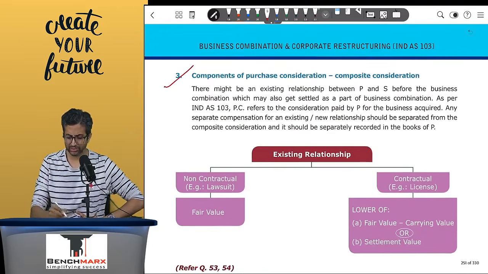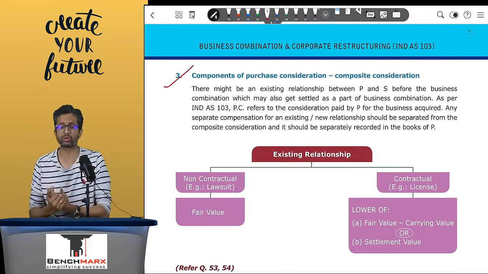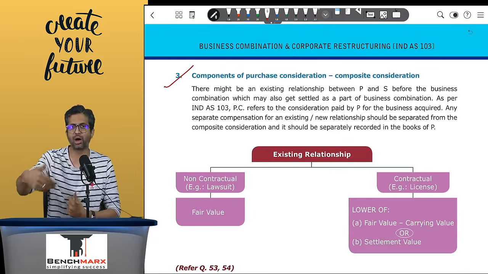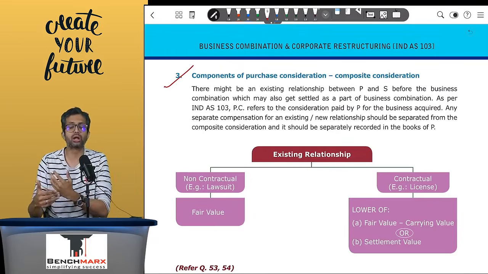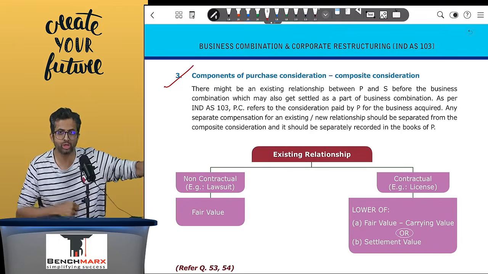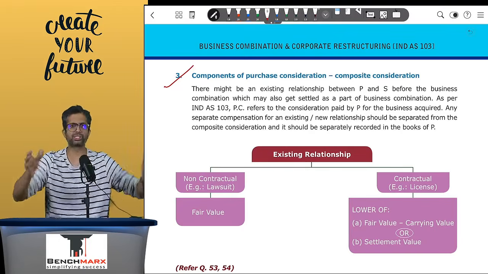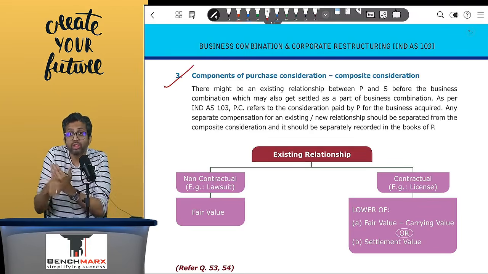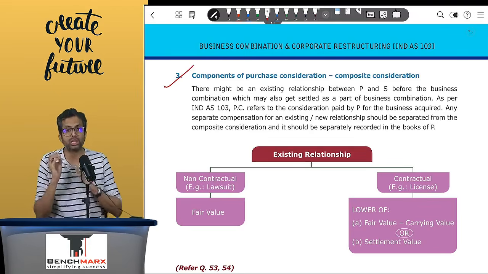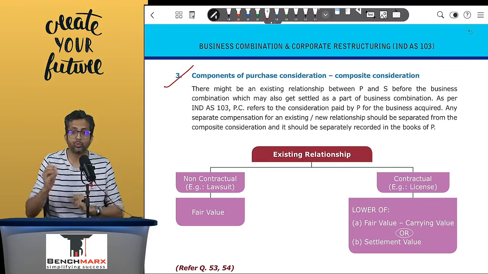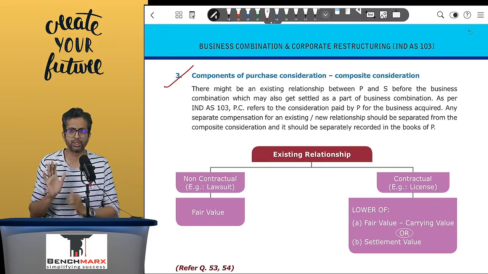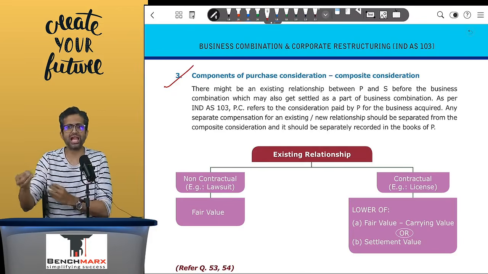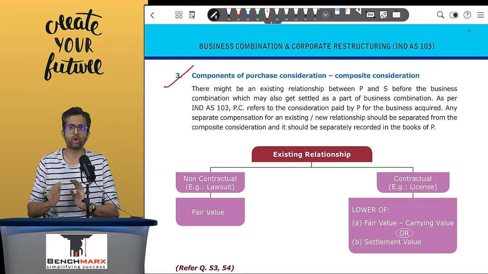Okay, then you have certain components of consideration. Sometimes what might happen is, as a part of the transaction, you are acquiring business, but as a part of that, some other existing contractual or non-contractual relationships get settled, or you agree to pay something for a new relationship that is established. So remember, PC is a payment that you make for acquiring control over the selling company. That is payment in lieu of acquisition of control over a business. If that payment is in lieu of something else, that is not to be taken as a part of PC.